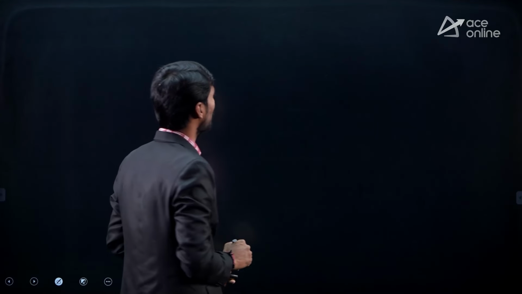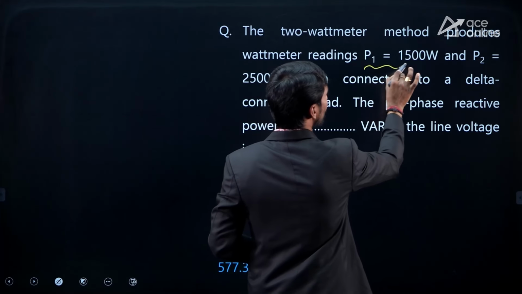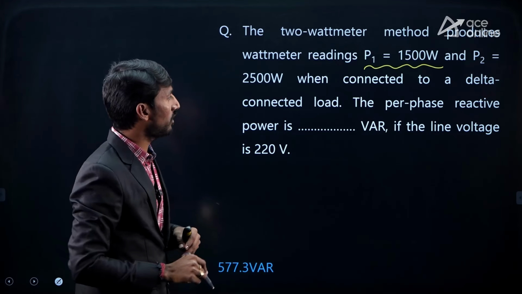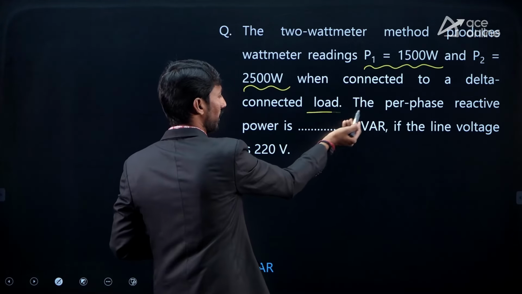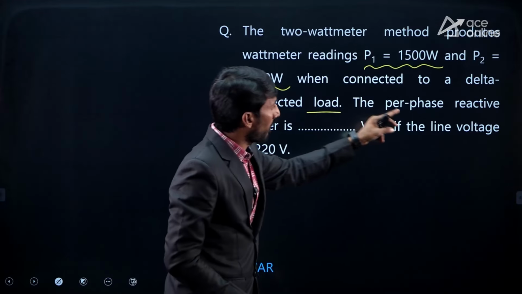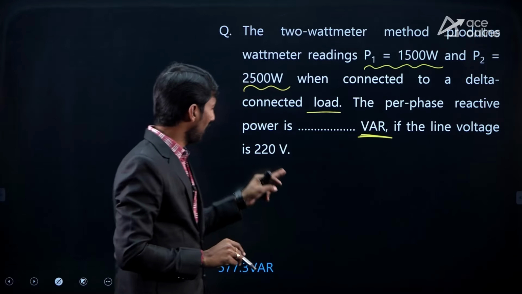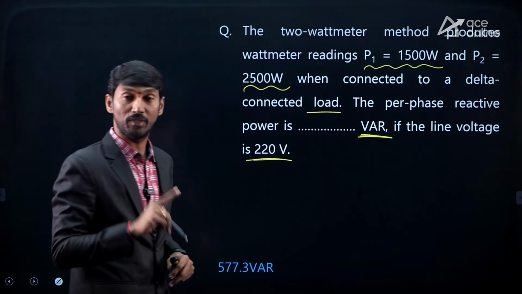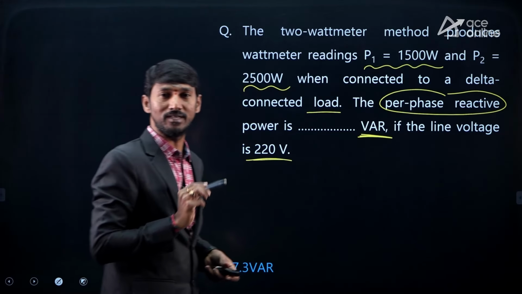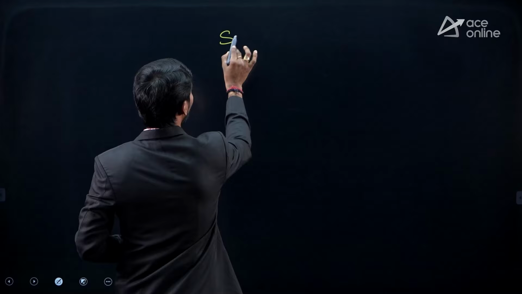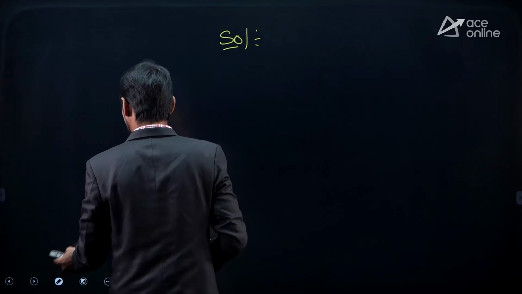Next one. The 2 wattmeter method produces wattmeter readings as P1 equal to 1500 watt, P2 equal to 2500 watt, when connected to some connected load, delta or something, no issue. The per phase reactive power is dash VAR, if the line voltage is 220. Be clear, he is asking per phase reactive power. So for that purpose, what do we require first? We require 3-phase reactive power.